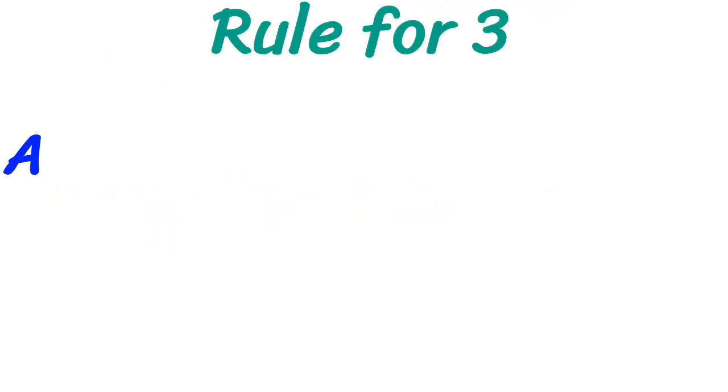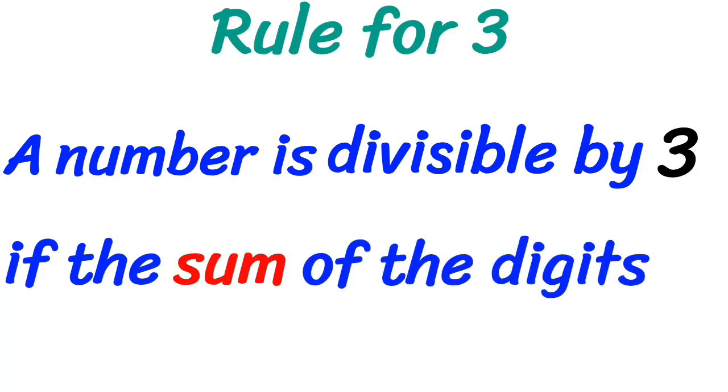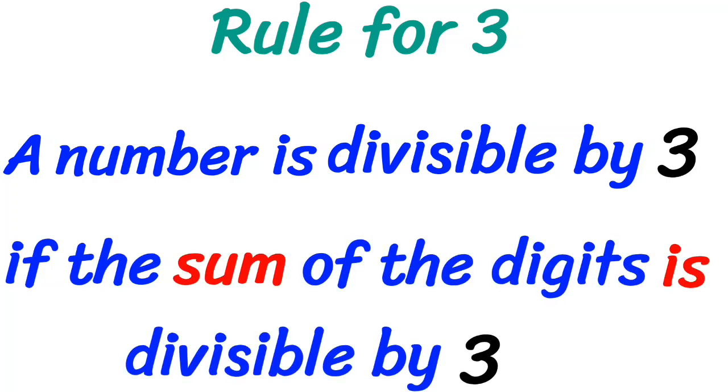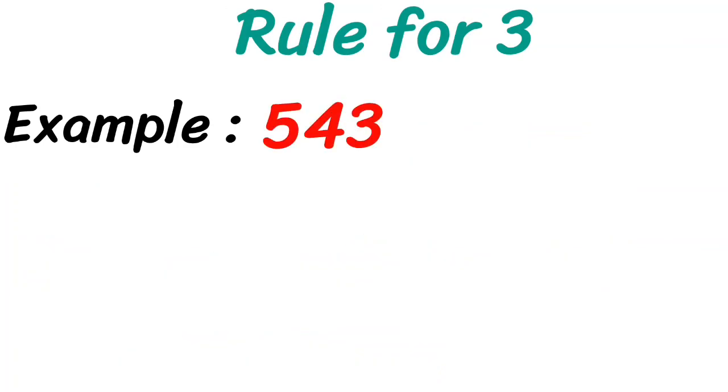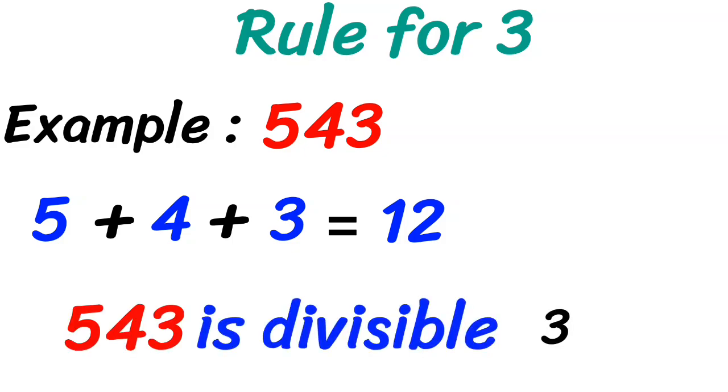Rule 3. A number is divisible by 3 if the sum of the digits is divisible by 3. For example, 543. 5 plus 4 plus 3 equals 12. 12 is divisible by 3, so 543 is divisible by 3.